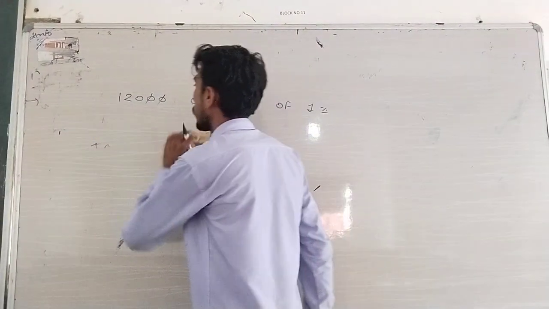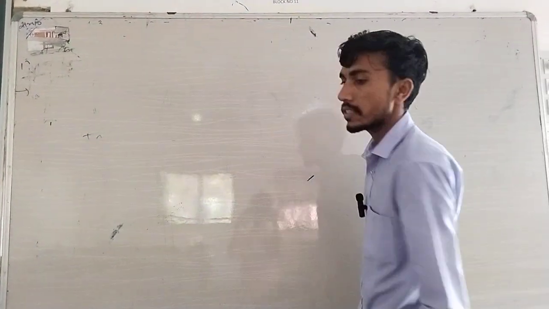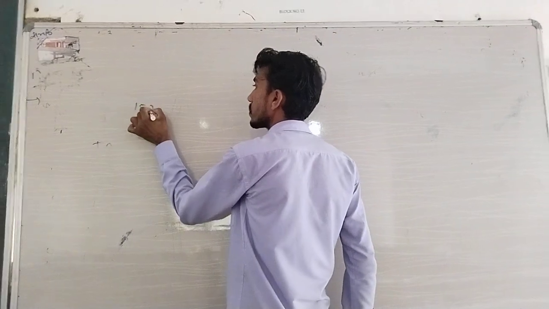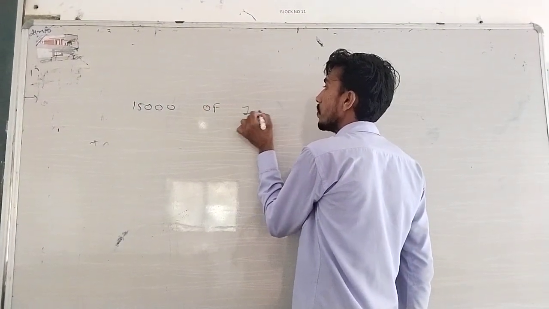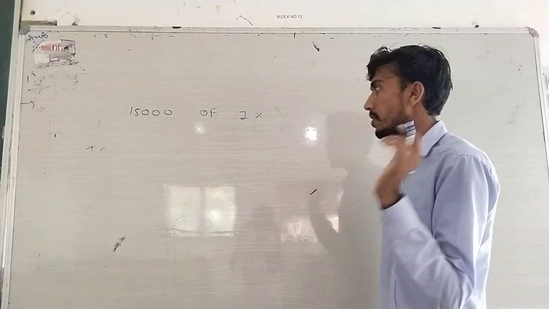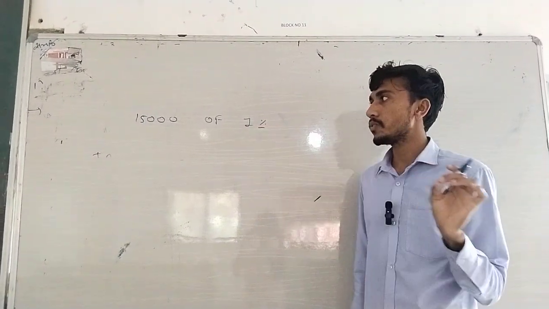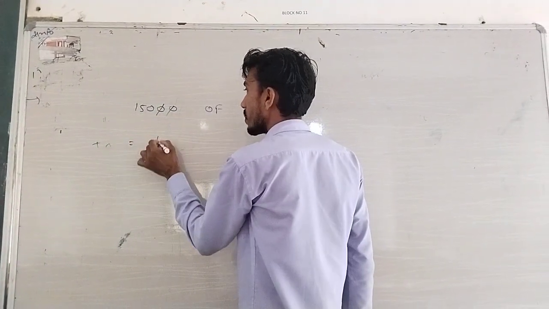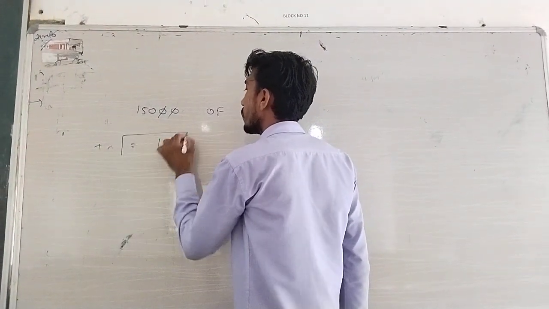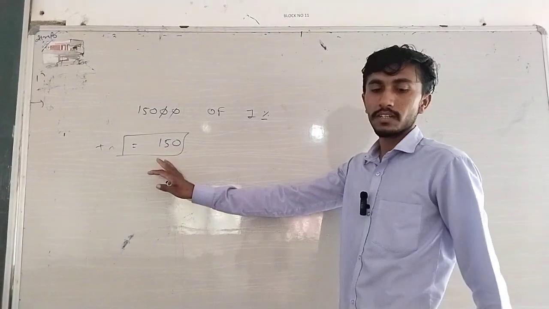You can see there is 15,000. There is 15,000 of 1%. So percentage has two zeros. So I cross out the two zeros. So my answer is 150. So this is my answer.